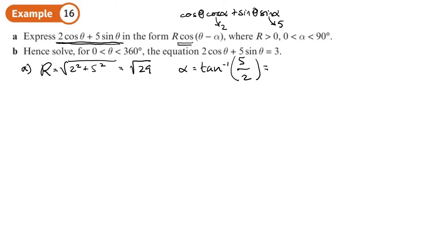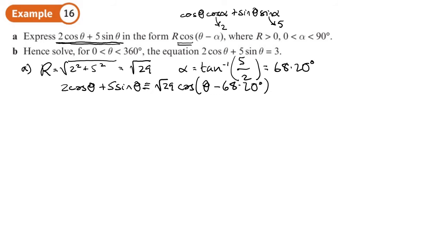And we're back to degrees again. They keep you on your toes, these questions. So back to degrees, tan inverse 5 over 2, and we get 68.20 degrees. Right, so what have we got? 2 cos theta plus 5 sine theta is the same as root 29 cos (theta minus 68.20 degrees).